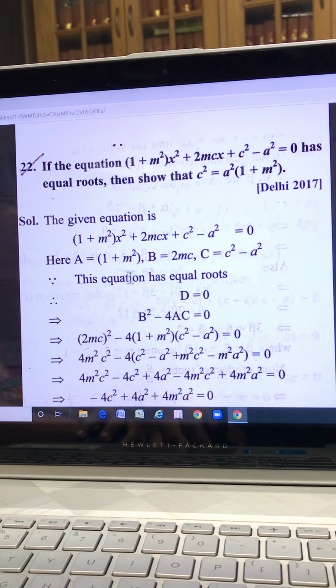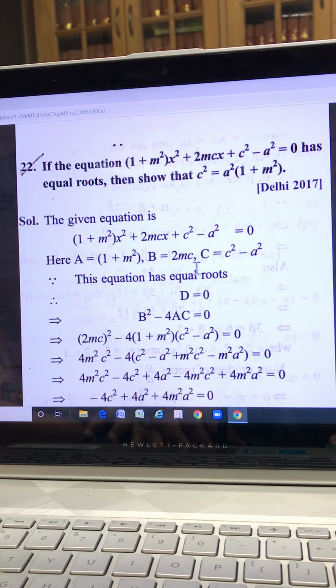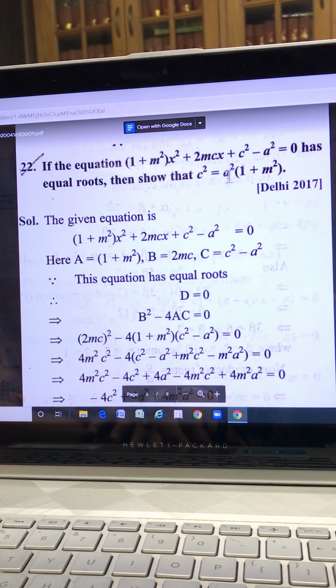Once you have the value of a, b and c, you can find the discriminant. So the discriminant is b square minus 4ac. Here they have written it in capital letters A, B and C. I think you know the reason why they have written it in capital. Because small c is already given to you.